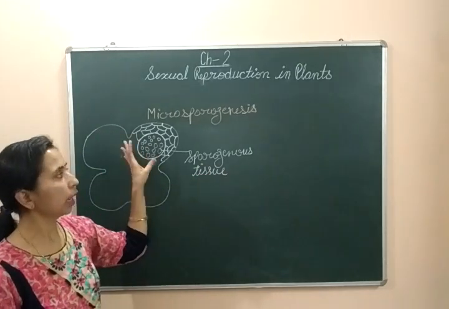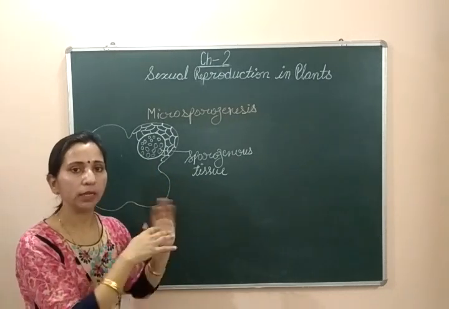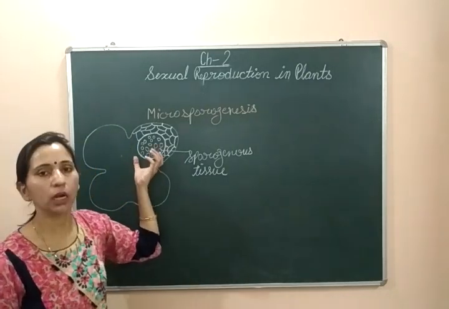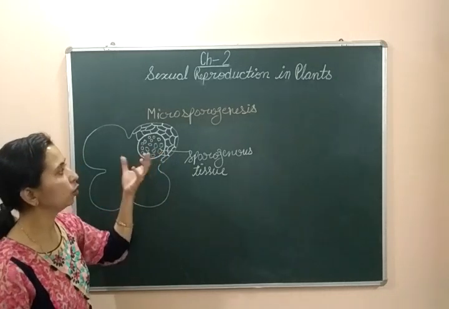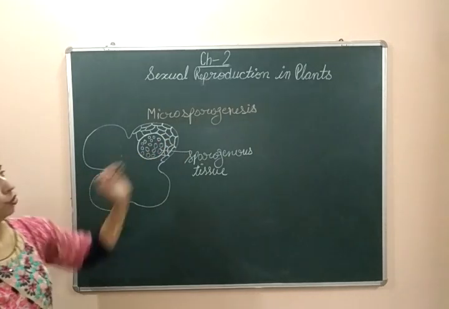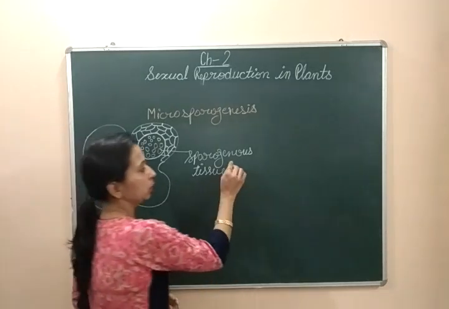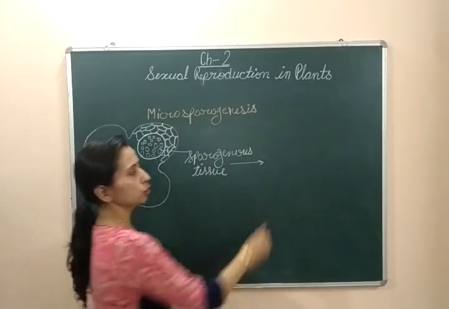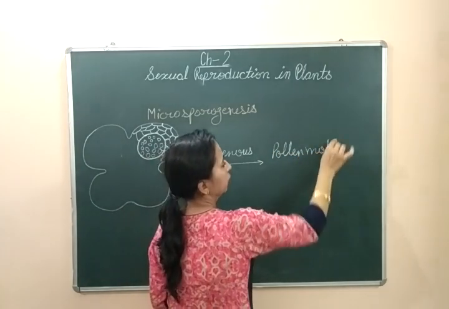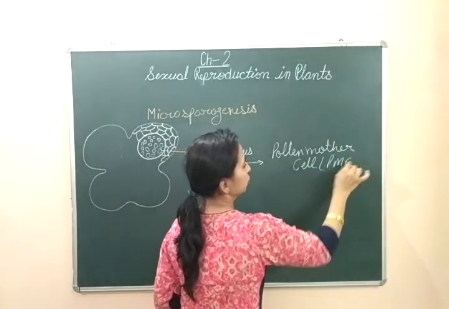Earlier, when the anther is young, the sporogenous tissue is tightly packed. The cells are present very near to each other, but as the anther grows and its size increases, the cells of the sporogenous tissue are arranged loosely. For the formation of microspores, the sporogenous tissue gives rise to pollen mother cells. Means the pollen mother cells arise through the sporogenous tissue.